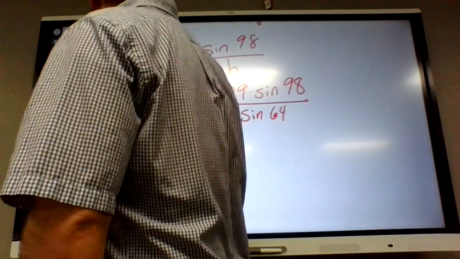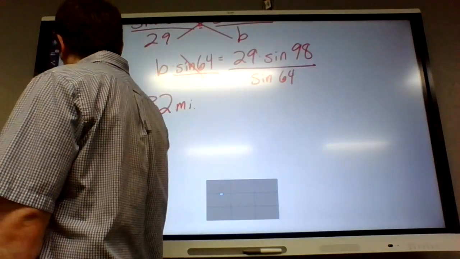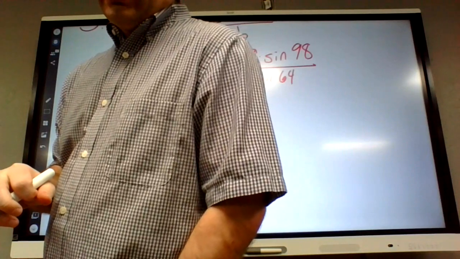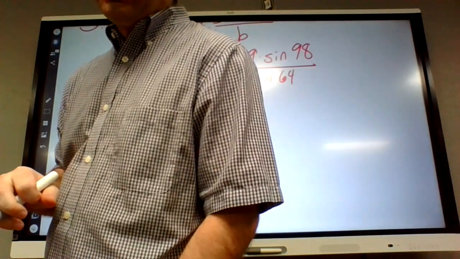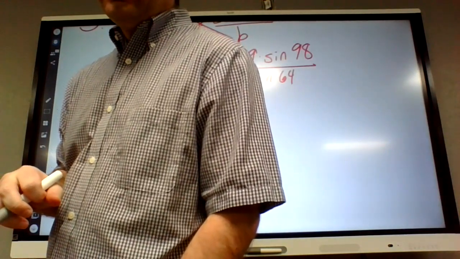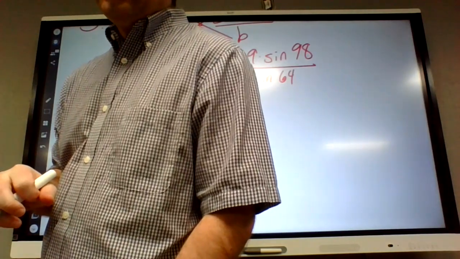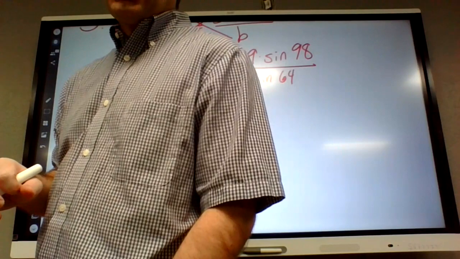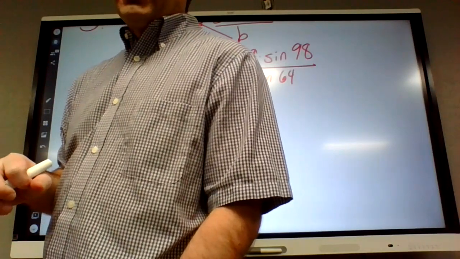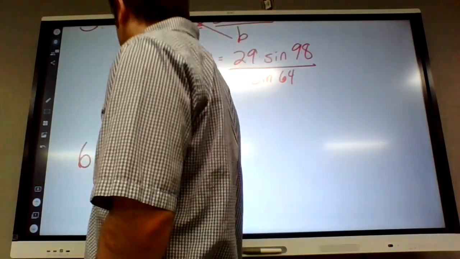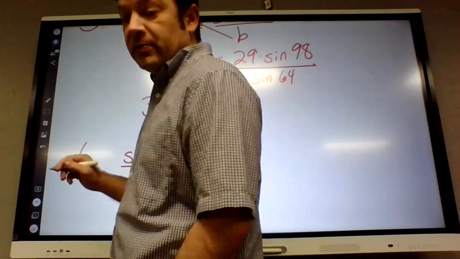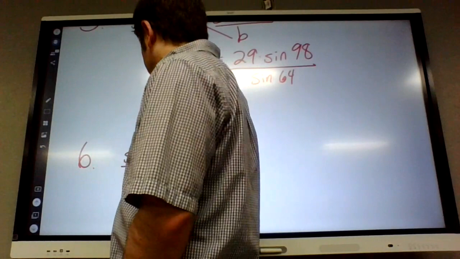Okay, let's do number 6. I'll have to do the odds this time. I'll choose what I want to do. So on 6 we have angle A is 57. So sine of 57 over side A is 33.